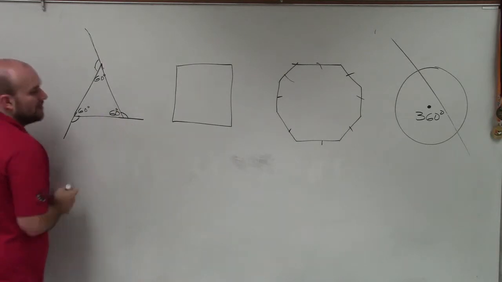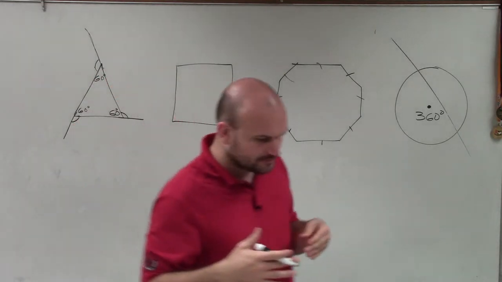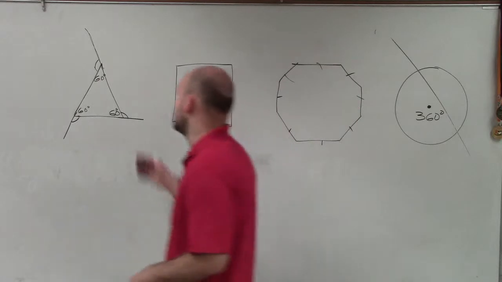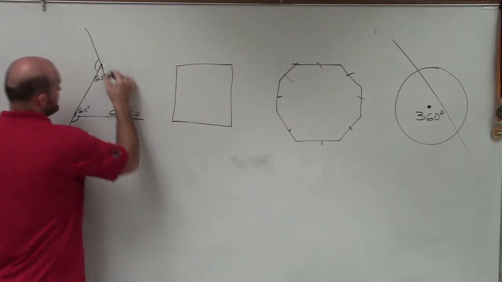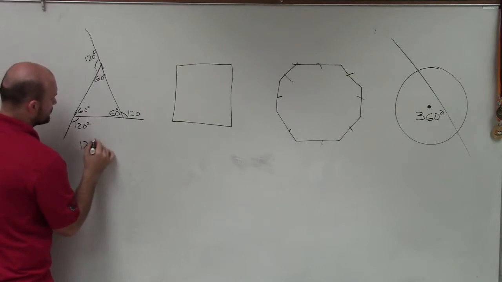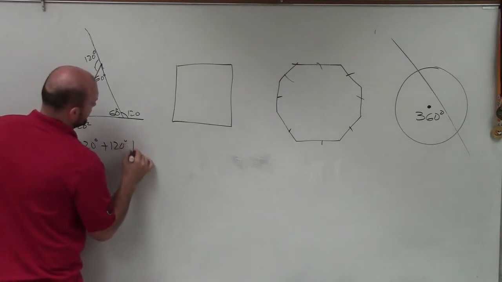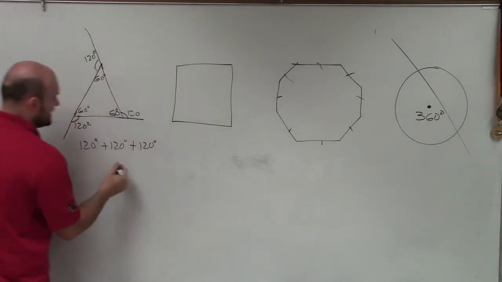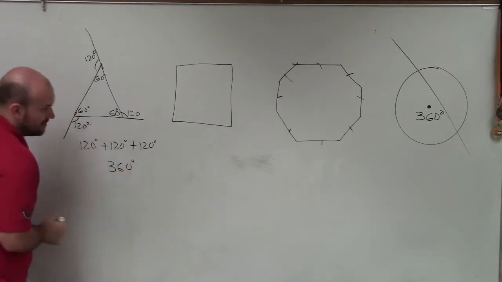Now when we're creating exterior angles, they're going to be a linear pair. So if that's 60, that's 120. That means that's 120, and that's 120. Well, 120 plus 120 plus 120 equals 360 degrees.